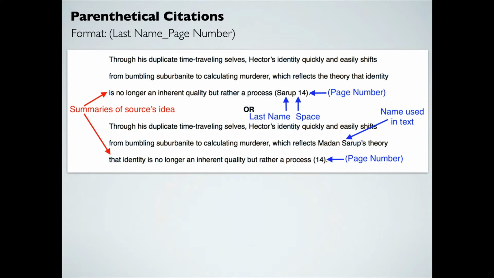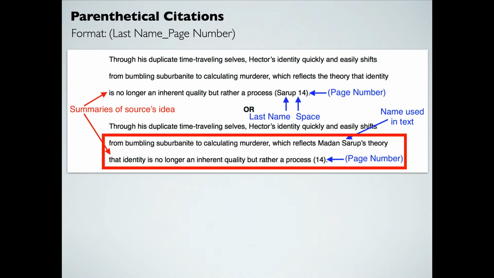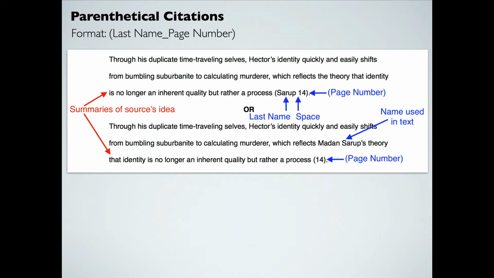A variation is when the writer uses the author's name in the sentence itself, which reflects Maidan Sarap's theory that identity is no longer an inherent quality, but rather a process. Then, the parenthetical citation is an open parentheses, the page number or numbers where the idea first appears, close parentheses, and finally a period outside the parentheses to end the sentence.